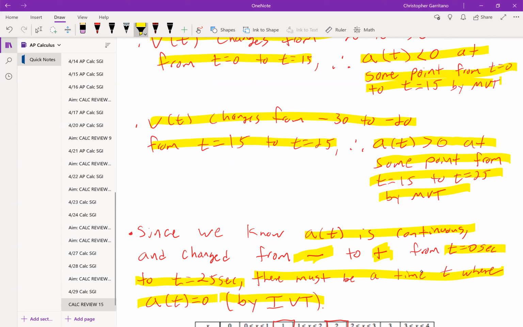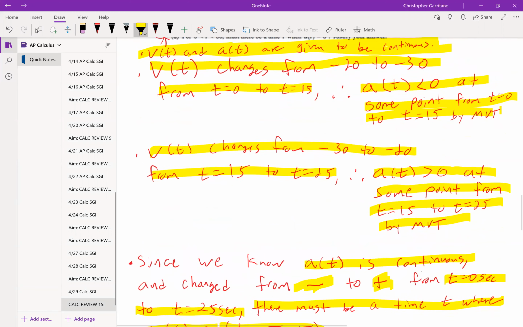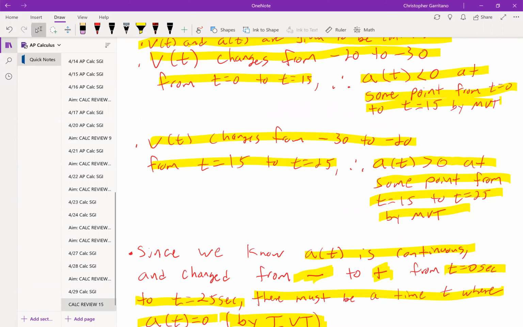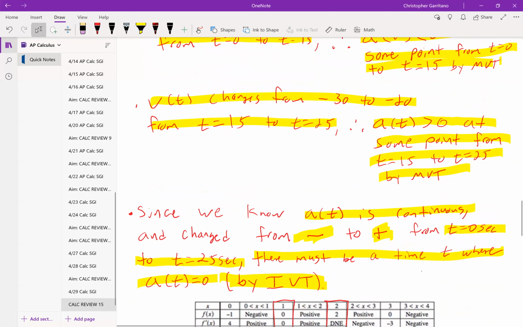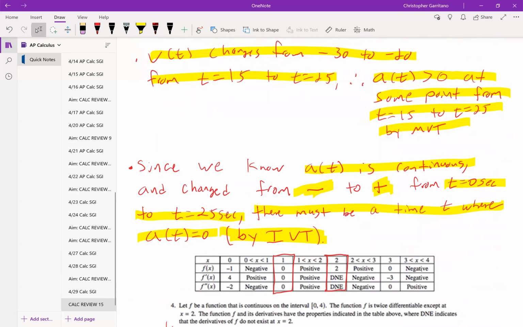And that is by the intermediate value theorem. All right, so that's a kind of a beast of a problem. It really shows an understanding of what's going on with the relationship between velocity, acceleration, or more generally, functions and their derivatives. But there you have it. That would be a solution to that problem.